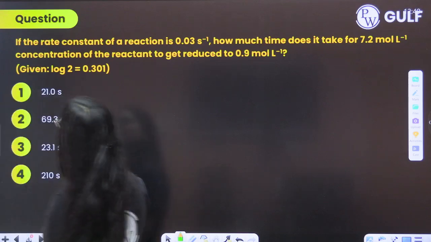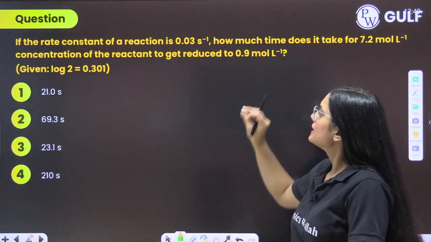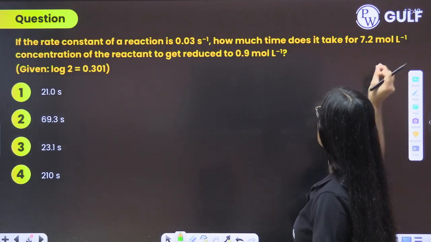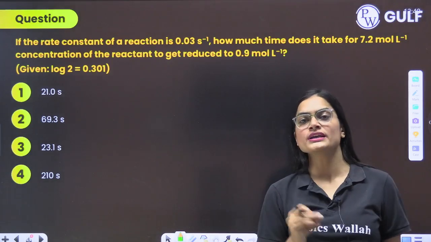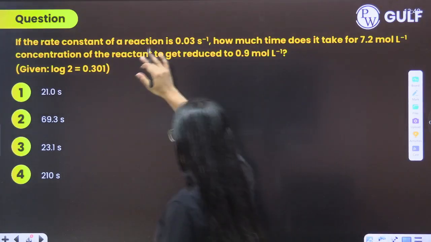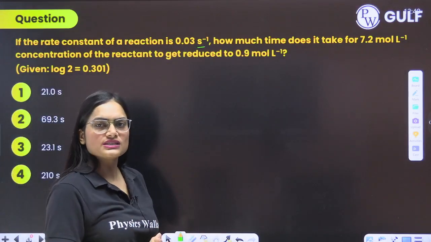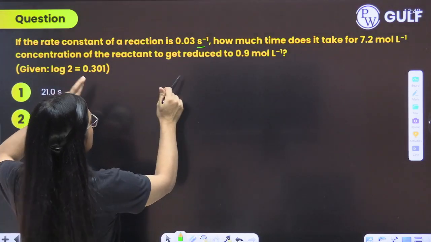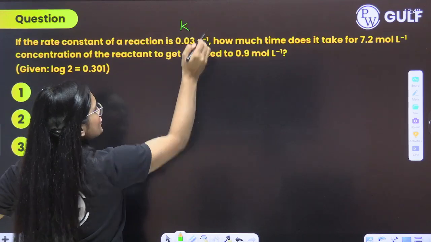Next question, this is from chemical kinetics. If the rate constant of a reaction is 0.03 second inverse, how much time does it take for 7.2 mole per liter concentration of reactant to get reduced to 0.9 mole per liter? So, you can have a look here. Rate constant unit is second inverse. That means the order of the reaction is first order. Okay. So, rate constant K is given to you as 0.03 second inverse.